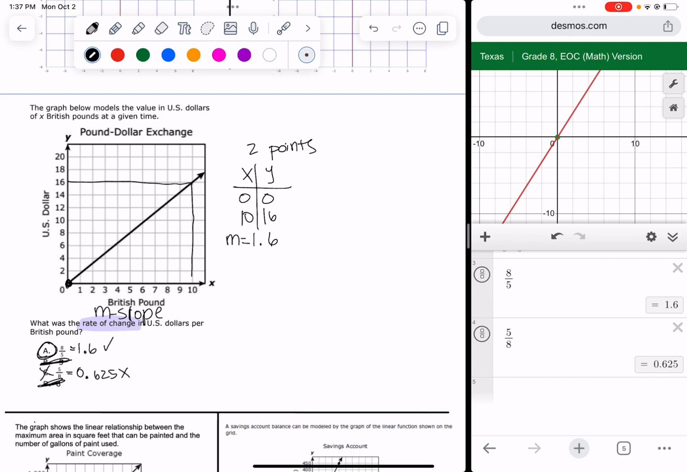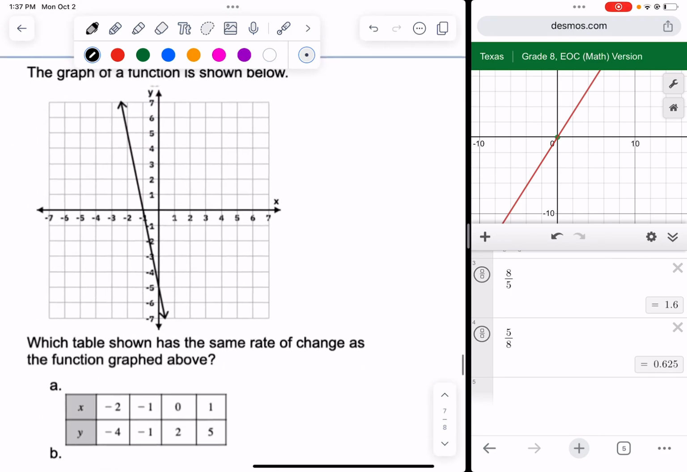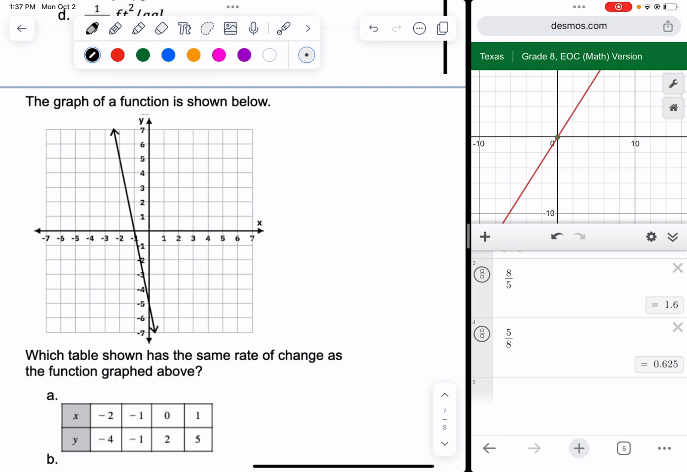So for my next one, let's see. Ooh, this one is going to take a minute, but that's okay. So we have the graph of the function shown below. Which table shown has the same rate of change as the function graph below? So our most important word is rate of change, which is our M value, but it also says same. So same M, same rate of change.